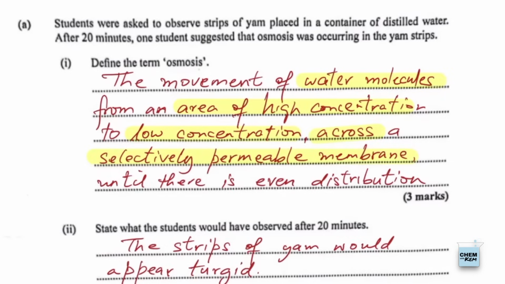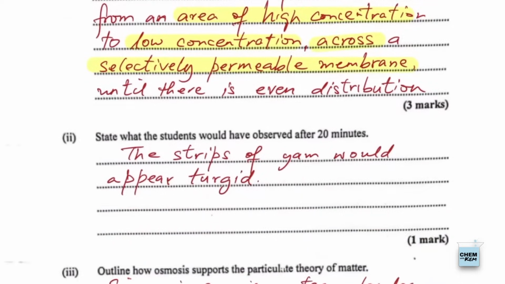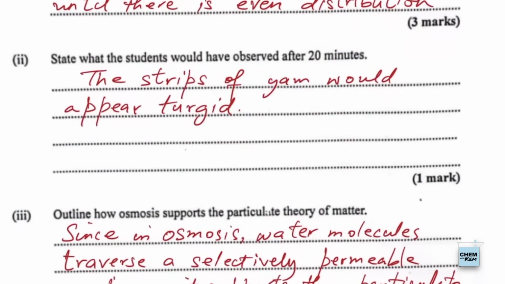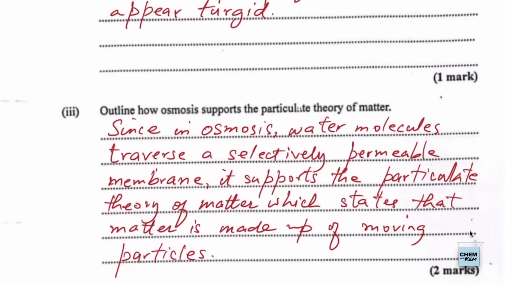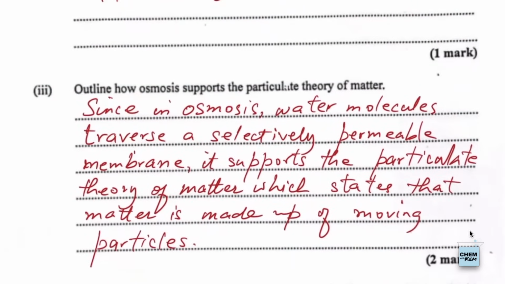State what the students would have observed after 20 minutes. After 20 minutes, we expect the strips of yam to appear turgid. All right. Some people say they look fat, but turgid is the word. Outline how osmosis supports the particulate theory of matter. So we have to know what the particulate theory of matter states. It states that matter is composed of tiny particles, and that are always moving.